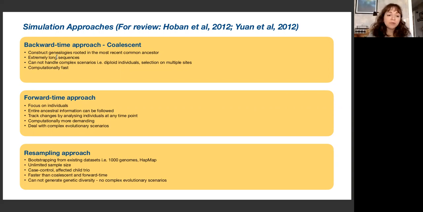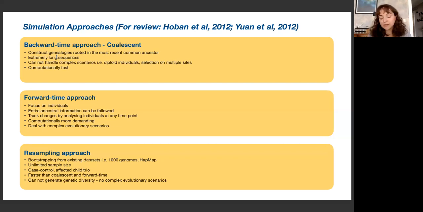In the forward time approach, instead of the genomes, like sequences, now you focus on the individuals. With the forward time approach, you can simulate the individuals. It starts from the past, and then comes in time to the current day. You can then track the entire ancestral information, and follow the changes in the genetic structure by analyzing individuals, drawing them at any time point from the simulation.